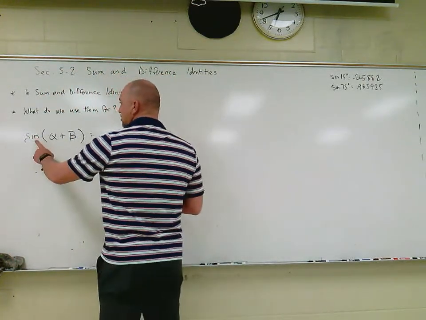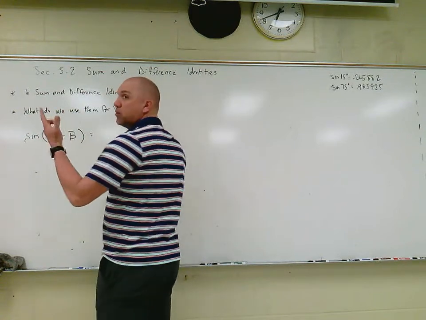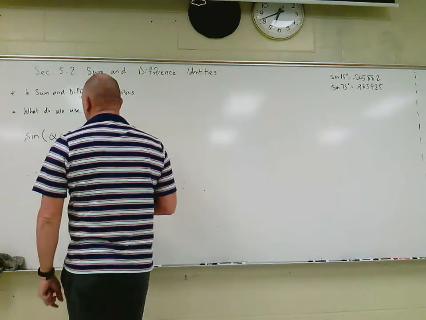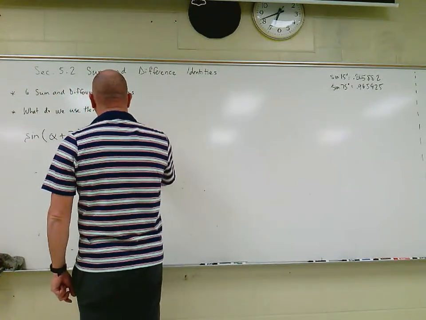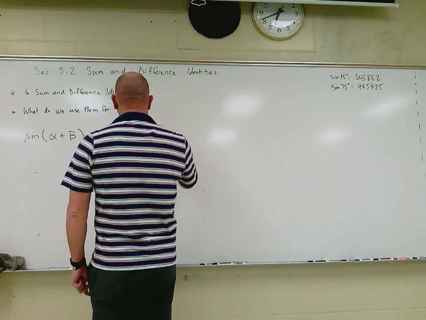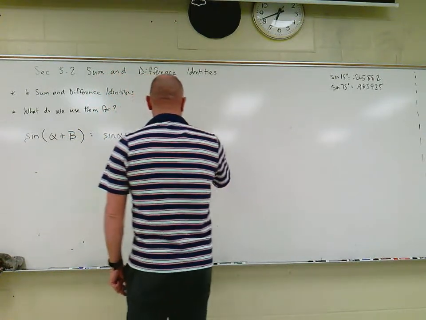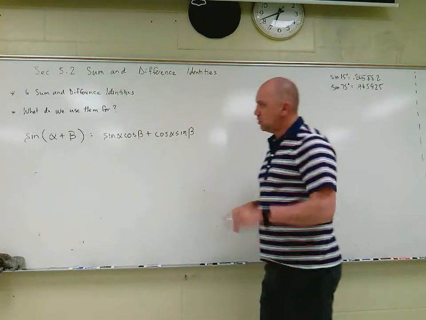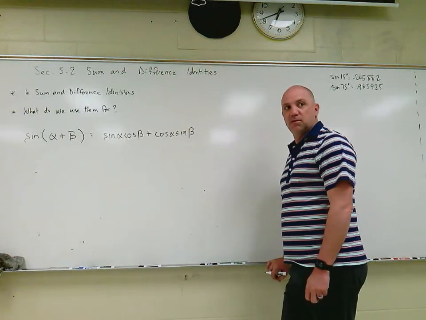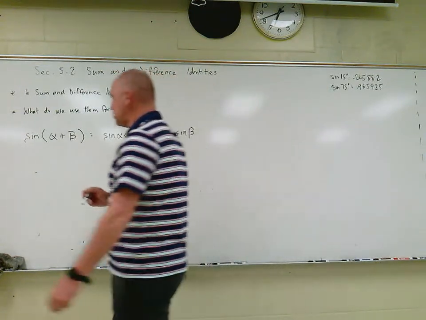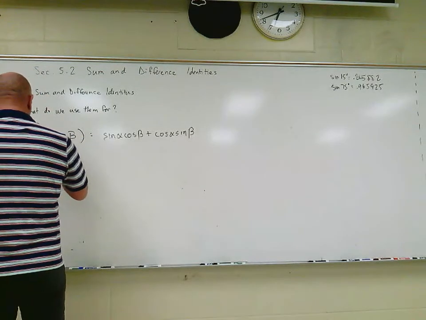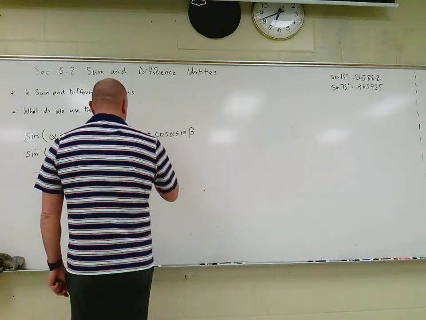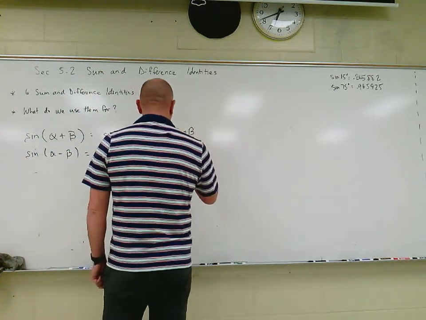So this is the identity. It says if you want to find the sine of this angle plus this angle, why would we want to do that? Well, I'm about to remember our 75 and our 15. I'm about to answer that. It would be sine of alpha cosine beta plus cosine of alpha sine beta. That is what you would have to do in order to evaluate sine of alpha plus beta. And if we want the sine of alpha minus beta, we would do sine alpha cosine beta minus cosine alpha sine beta.